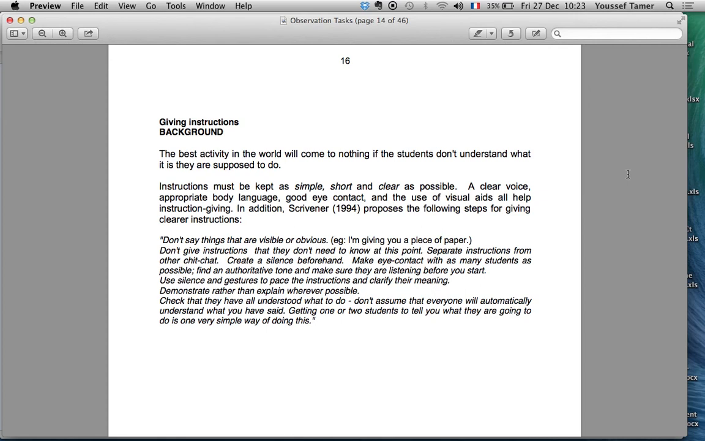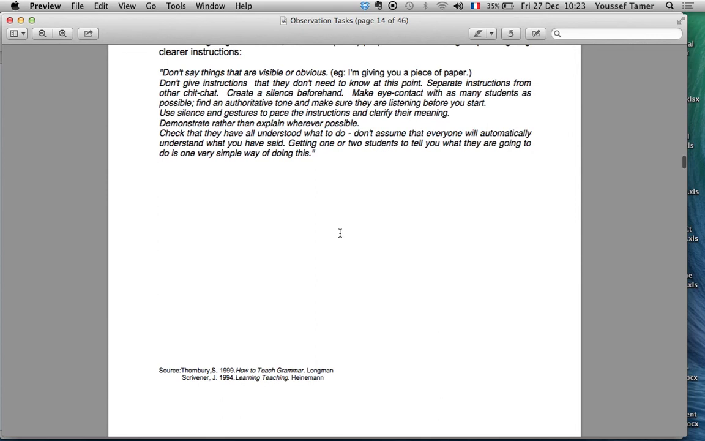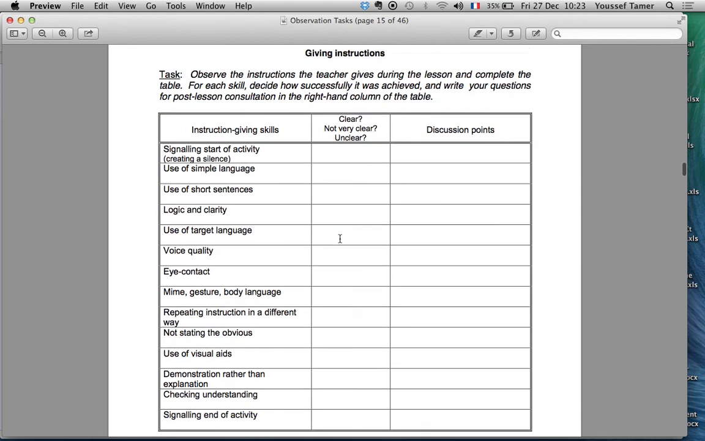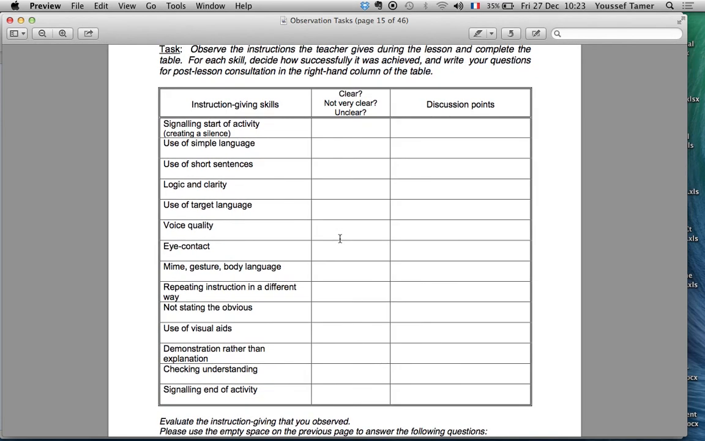Check that they have all understood what to do. Don't assume that everyone will automatically understand what you have said. Getting one or two students to tell you what they are going to do is one very simple way of doing this. So this is just a refresher of how to give instructions. Now, I'm going to ask you, so this is a kind of task. Have a look at it for some time. Then we discuss it again.